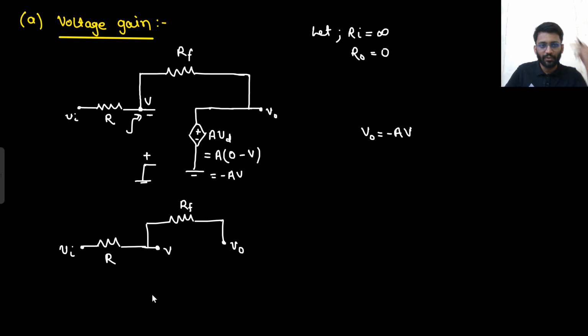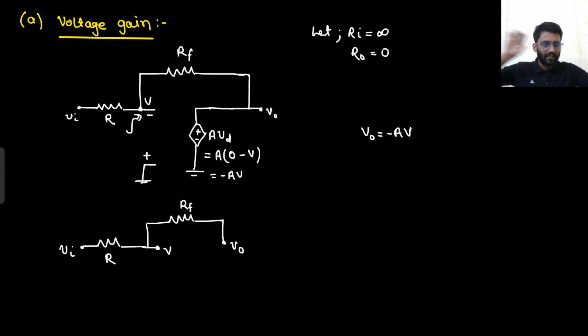So what will be the potential of this node? You can apply the concept of nodal analysis here. V minus V in by R plus V minus V naught by RF is equals to 0. So from here also you will get the value, or there is one thing that I have told you hundreds of times when I was teaching network analysis, when I am teaching analog electronics.